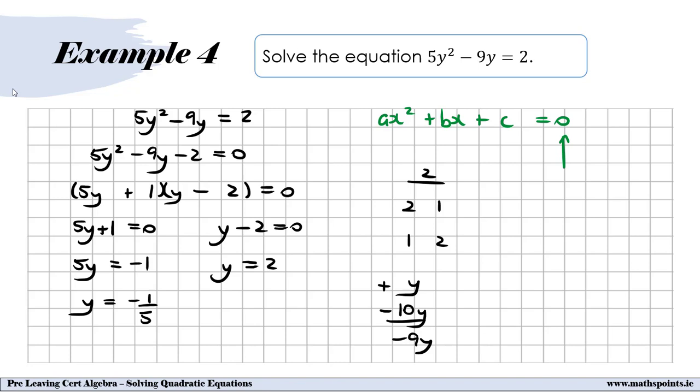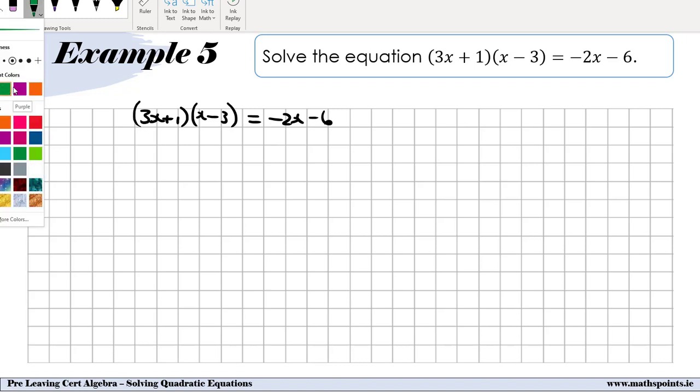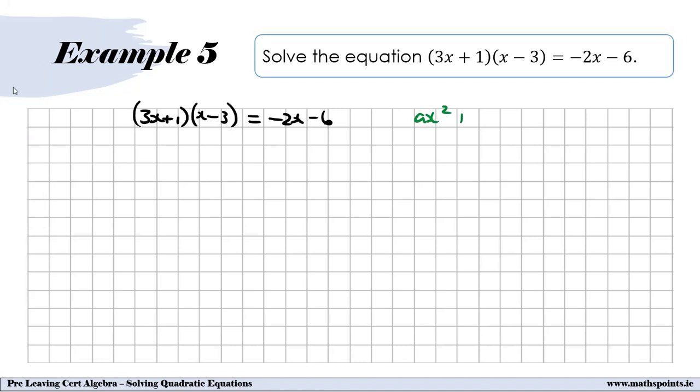So what was different about that question? We just had to make sure that it was in the correct format before we started the sum. So example 5 is just another example that's not in the correct format. So we have 3x plus 1 on x minus 3 equals minus 2x minus 6. And we would like this quadratic equation to be of the form ax squared plus bx plus c equals 0.